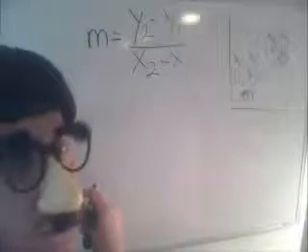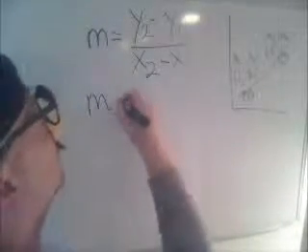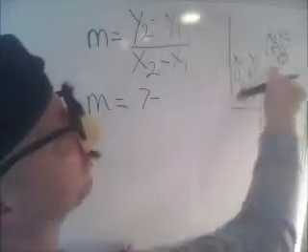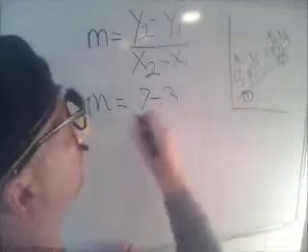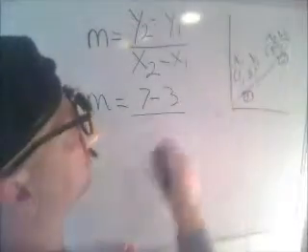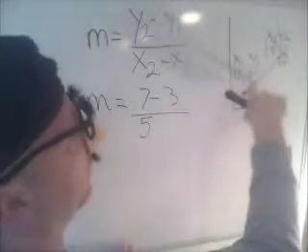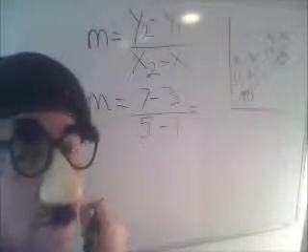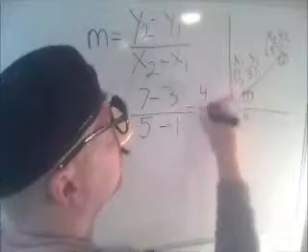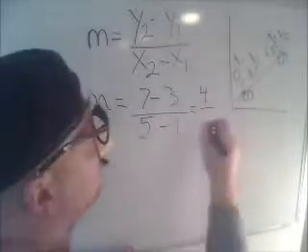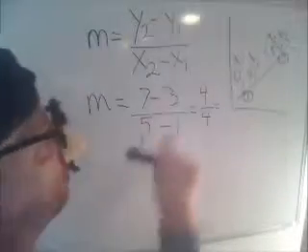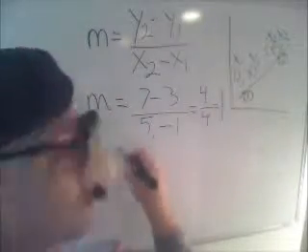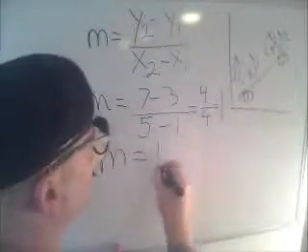Now that we have our points, all we have to do is plug and chug. M equals y2, which is 7, minus y1, which is 3, divided by x2, which is 5, minus x1, which is 1. 7 minus 3 equals 4. 5 minus 1 equals 4. 4 divided by 4, we all know that any number divided by itself is 1. So our slope equals 1.